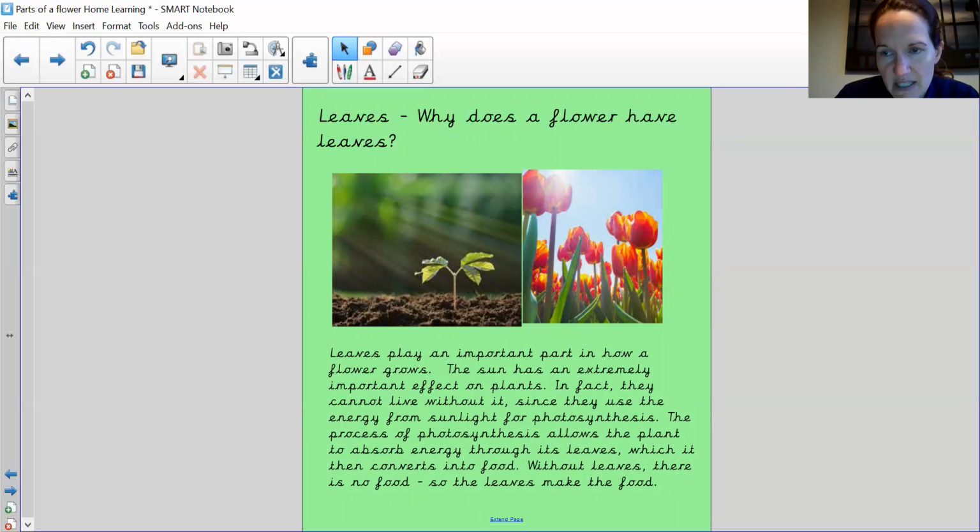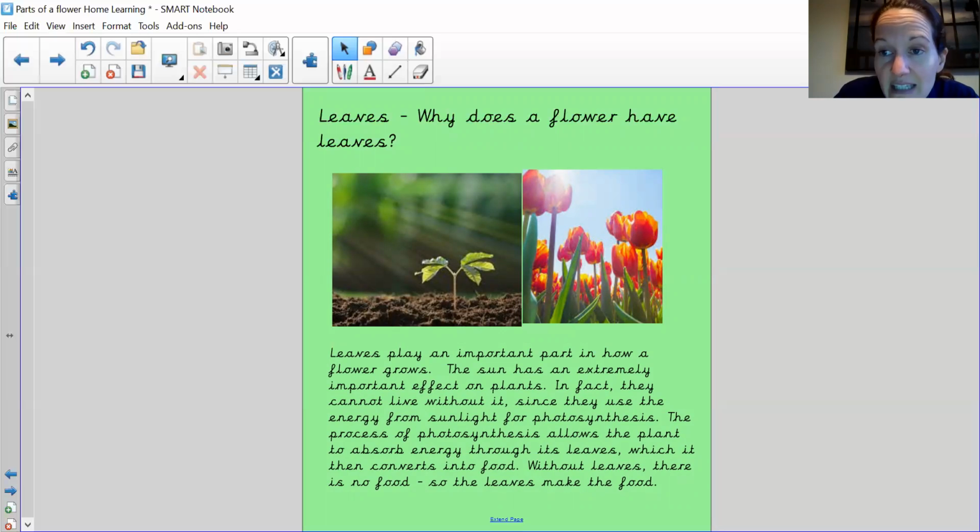Now, photosynthesis allows the plant to absorb all the energy from the sun, but it does that through the leaves, which then converts that energy into food. So without the leaves, there would be no food for the flower. So the leaves help make food. And they're usually quite big so that when the sun is shining, the leaves can absorb as much energy from the sun.